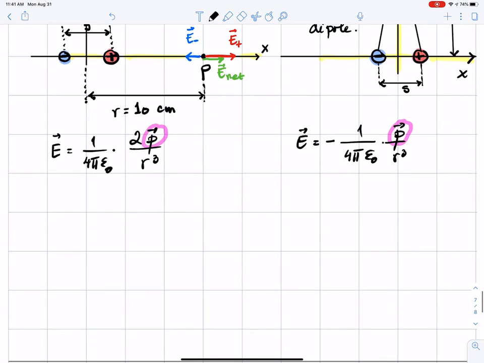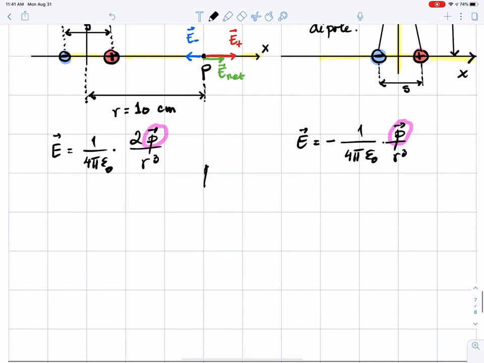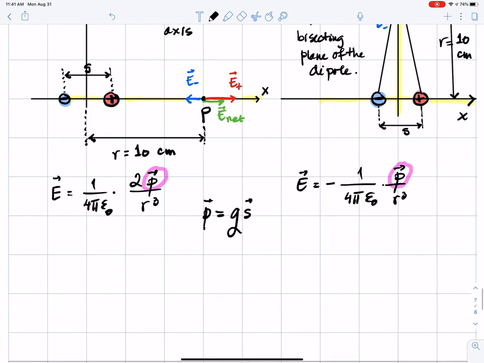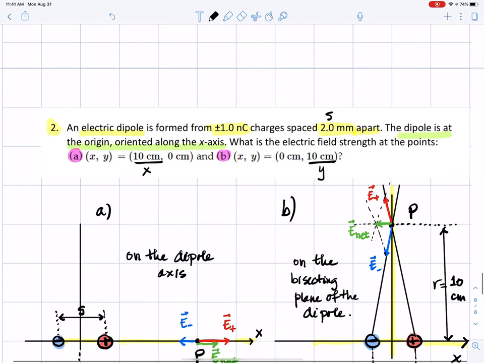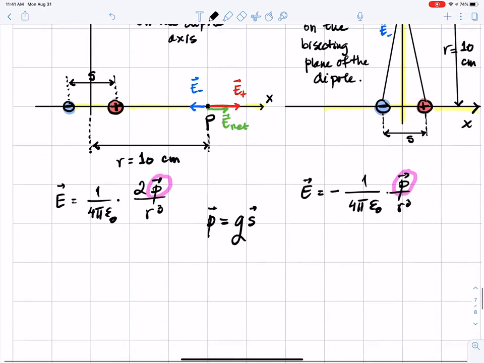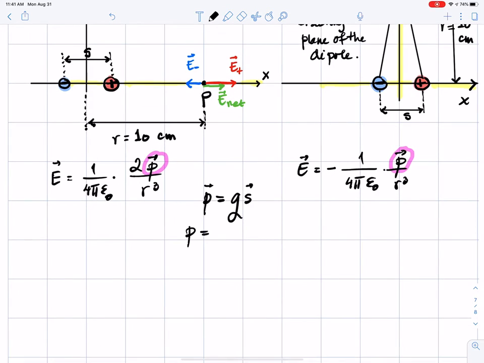Okay, so let's go ahead and calculate P, our dipole moment. This is Q times S, where S is the separation distance. The separation distance was given to us as 2 millimeters, so this is your S. Our P ends up being 1 times 10 to the negative 9 times 2 times 10 to the minus 3.